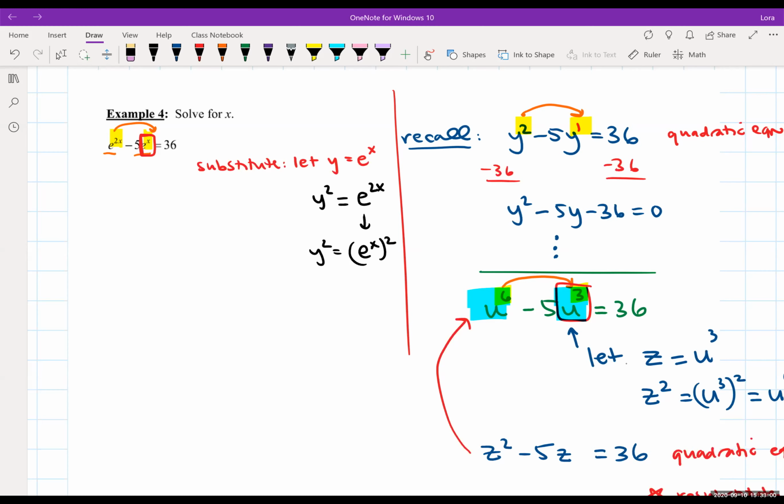So what we do at this point is resubstitute everything, in a sense. Covering up that 2x, instead of e to the 2x, we would call this a y squared. We still have a minus sign, we still have a 5. Instead of e to the x, we would call this a y. And then we still have the equal sign, which is 36. And look what we have here: the quadratic equation. So excited, huh? We get to solve this now.